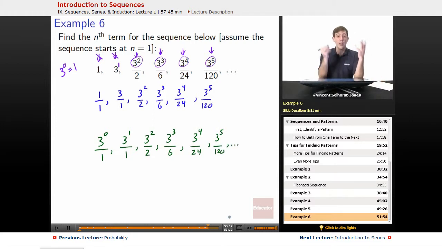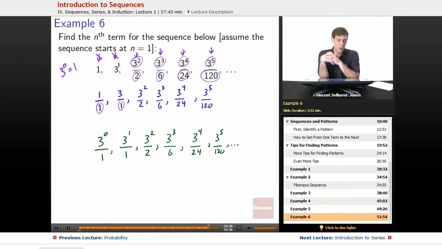So at the top part, we now see pretty clearly there is a pattern, right? The number increases by 1 each time for the exponent on the 3. It starts at 0, so it'll be 3 to the n minus 1. But what about this bottom part? 120, 24, 6, 2, and then we got 1 and 1 here. So 1, 1, 2, 6, 24, 120.